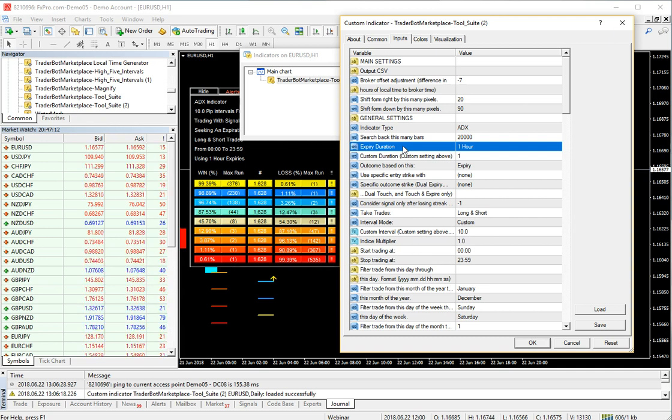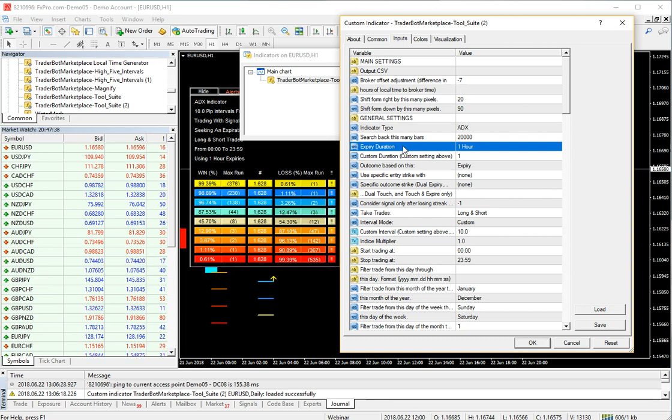Okay, so expiry duration. Why do we need an expiry, and what is an expiry? An expiry basically is how long does a trade last? You can't hold a trade forever, no matter if you're trading Forex, stocks, binaries. Sooner or later, you want to sell. If you buy something, you want to sell it at a profit or even at a loss, correct? And you need to do that at some point in the future.